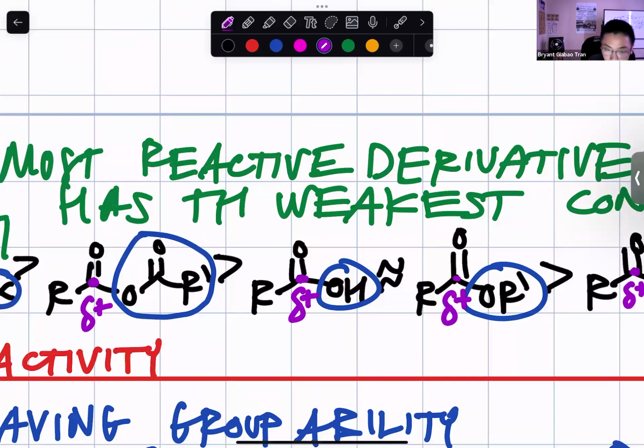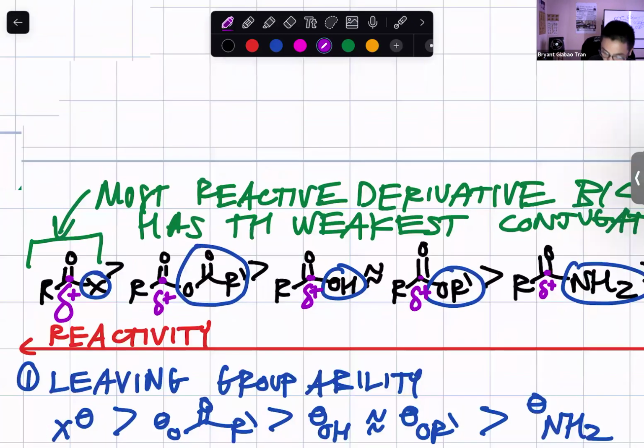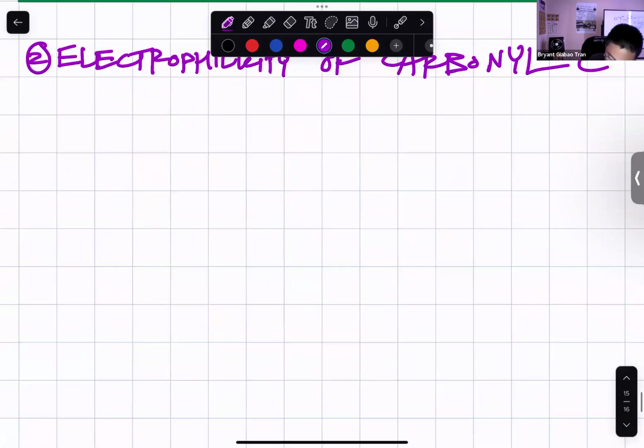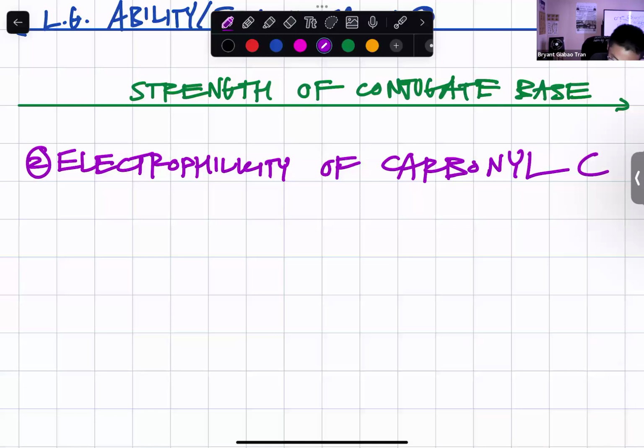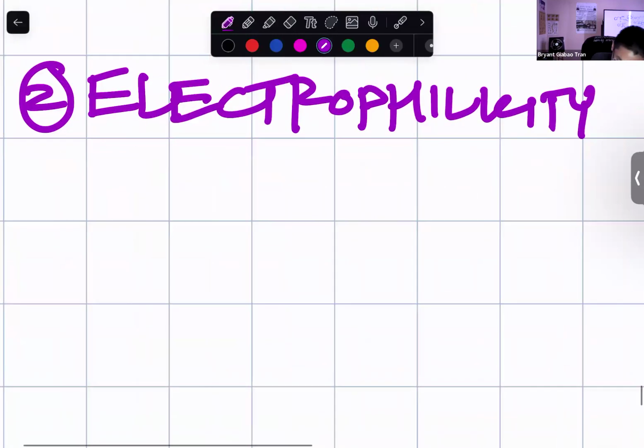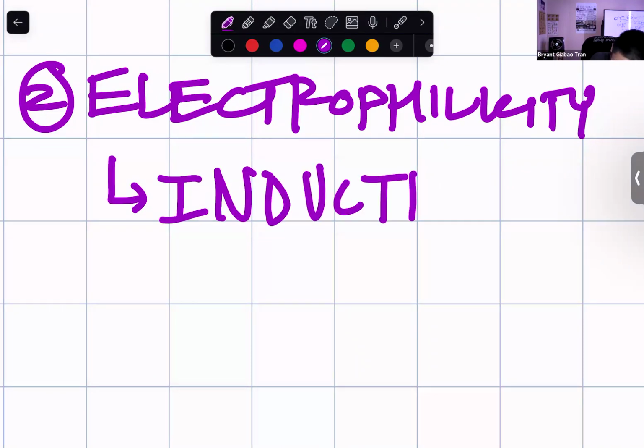Which is why this second factor is not as important as the leaving group ability. But the factors that go into the electrophilicity of the carbon: the first one is induction, and the other one is resonance.